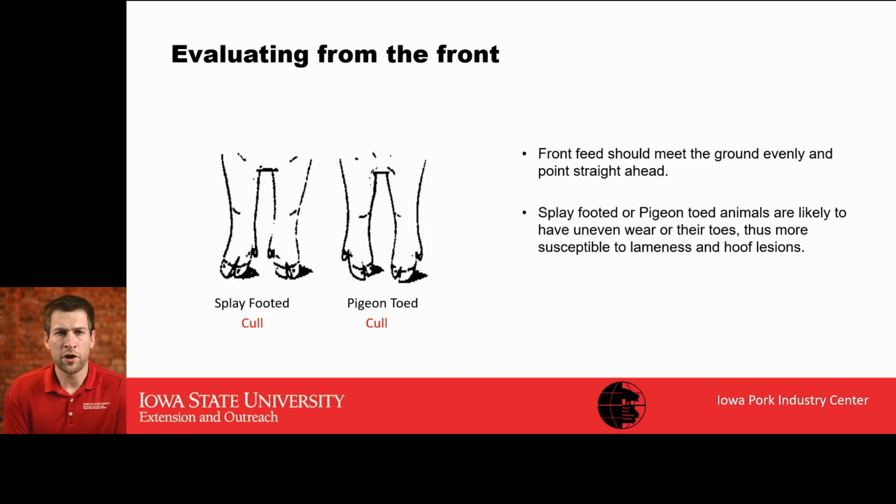So we move from the side, we evaluate these gilts then from the front. Ultimately, we want those front feet to meet the ground evenly and point straight ahead. That way those toes can wear evenly. If we get gilts that we term splay-footed or pigeon-toed, it's going to be just a difference in direction of which those toes are going to point. Ultimately, it can result in uneven wear of the toes in those animals and make them more susceptible to lameness or hoof lesions. So we want to make sure that those hooves and those toes wear on the concrete evenly and don't predispose them to any sort of lameness that way.